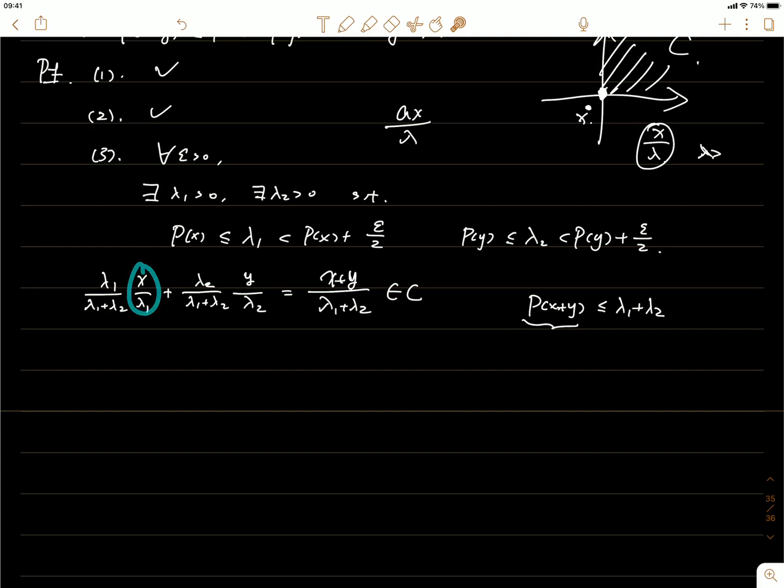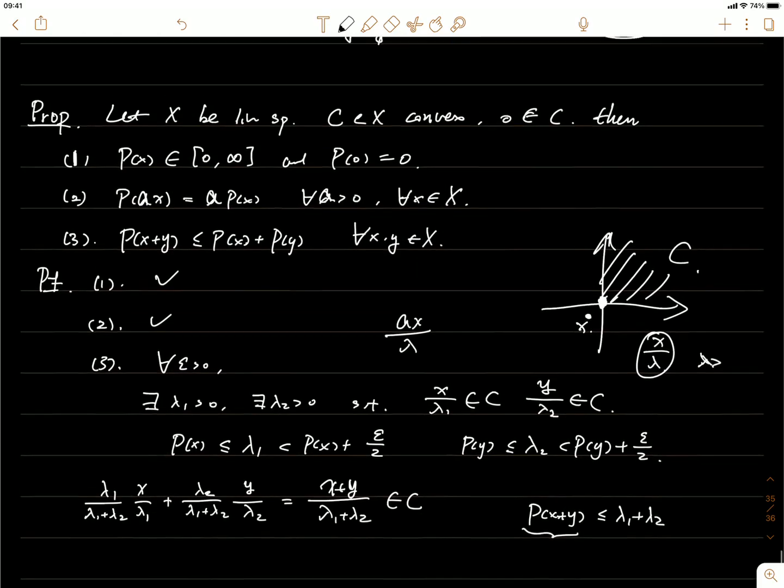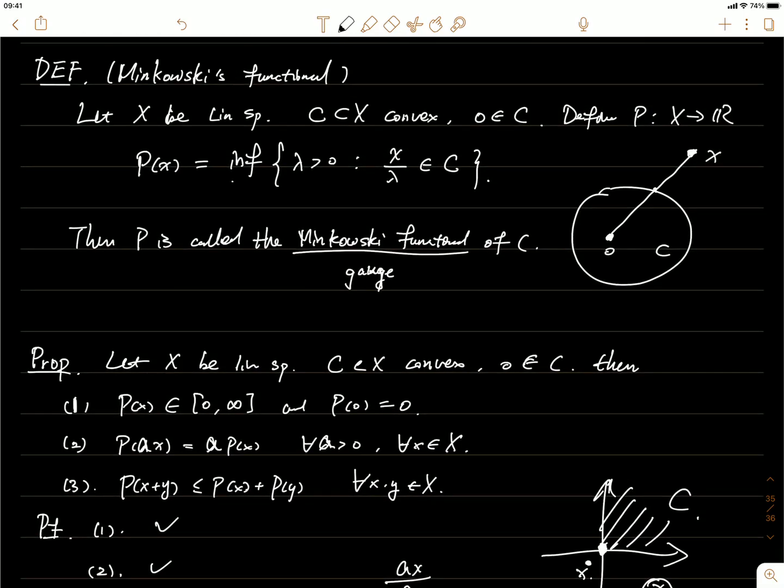Well, because this is in C, sorry, I should say that lambda 1 was chosen such that x over lambda 1 is in C. Also y divided by lambda 2 is in C. Because of the definition, px is an infimum, so I can find some lambda 1. But this lambda 1 also makes sure that it is inside this set. So that means x over lambda 1 is in C. Similarly for lambda 2.